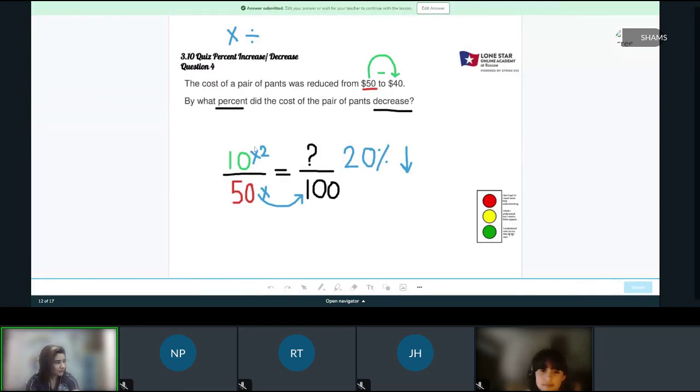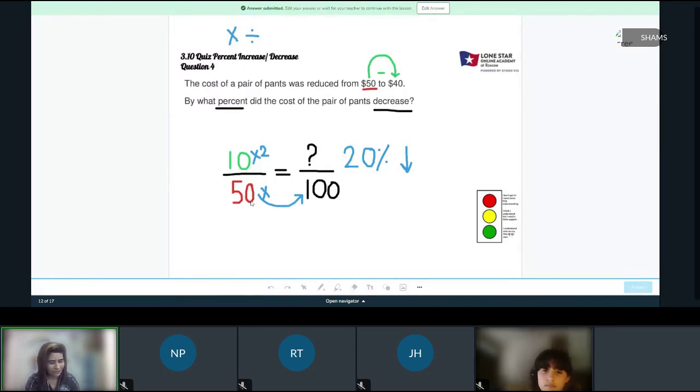In this one, we were looking at the original price. The original price was $50. The cost of the pair of pens was reduced from 50. Then we were thinking about, okay, how much was the decrease? The decrease was from $50 to $40. You subtract. You see the decrease that happened was 10. Right? Then the starting fraction we had is 10 over 50.